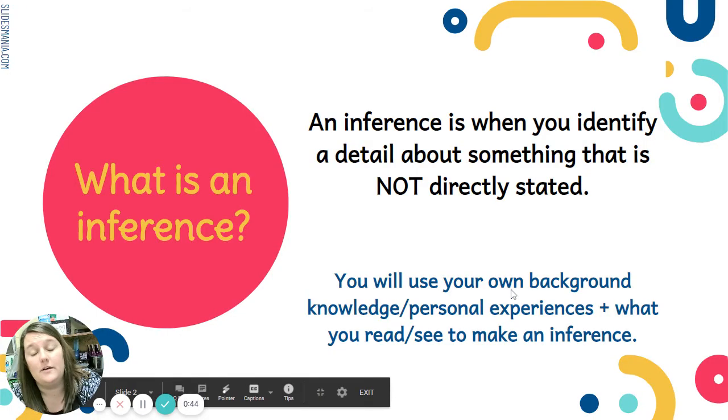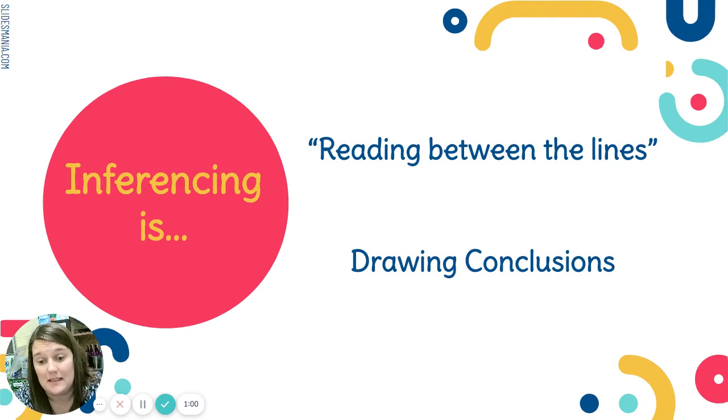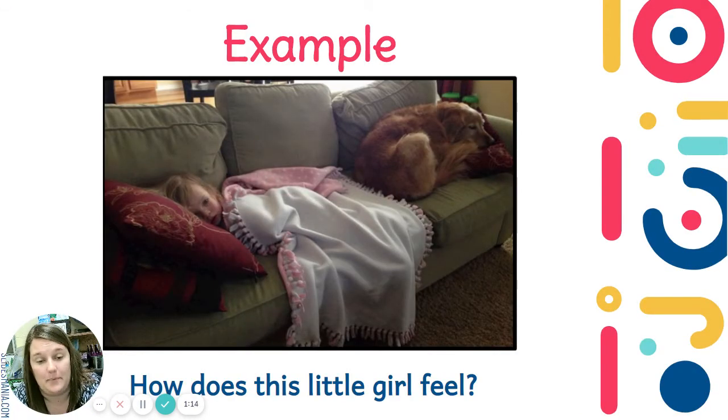All right. So first off, what is an inference? An inference is when you identify a detail about something that is not directly stated, okay? You combine your background knowledge or personal experiences with what you read or see to make an inference. So basically, guys, what we're doing is we're reading between the lines or we're drawing conclusions, okay? You make inferences more than you know. You make inferences every day. You guys draw conclusions based on what you already know and what you can see or read all the time. Okay, for example, if I just look at this picture, how does this little girl feel?